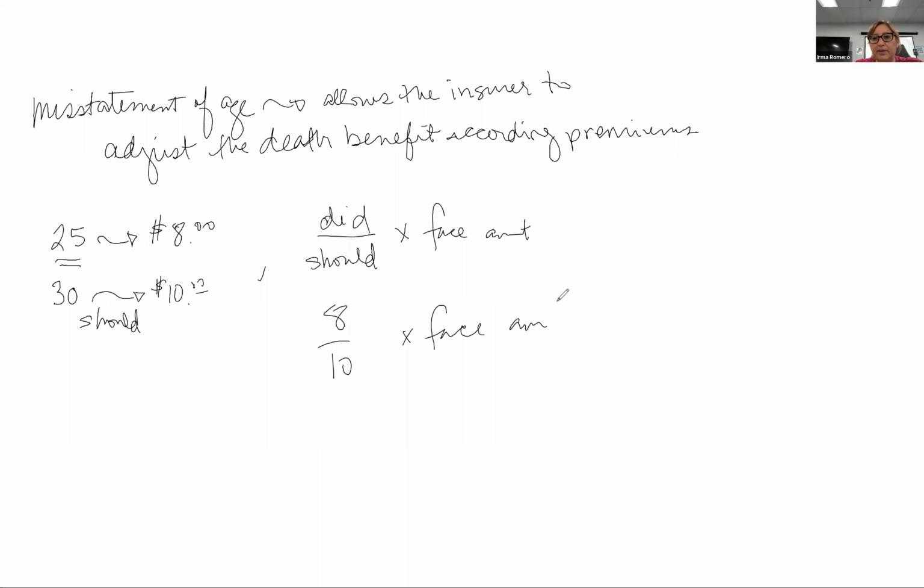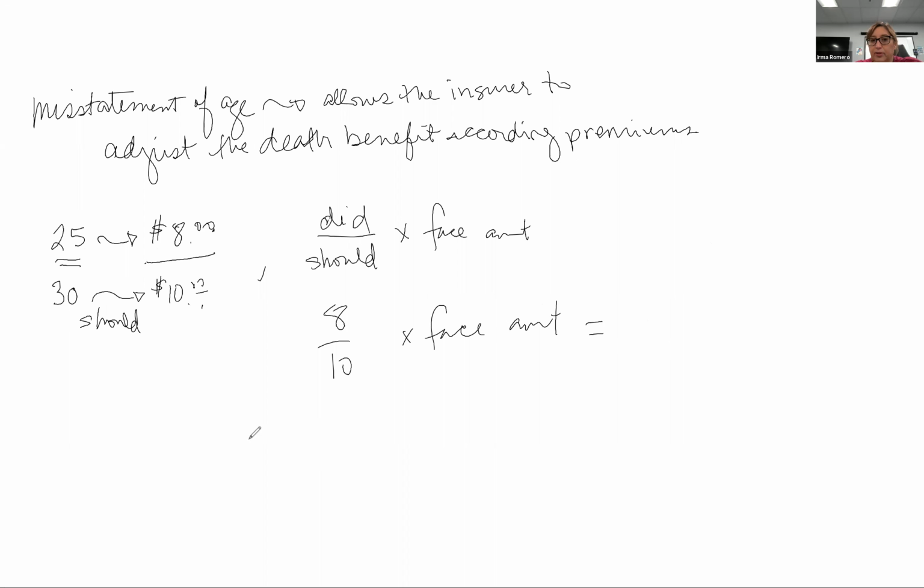Now, if you're a math person, you're going to say, what if I do the ages? Isn't it the same? That's not what they're calculating on. They're testing you to know that it's based on the premium rate. So what they did charge you in the premium rate, over what they should have charged you, times the face amount, is going to adjust for what you should have paid.